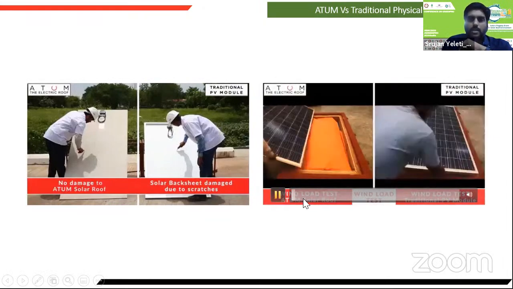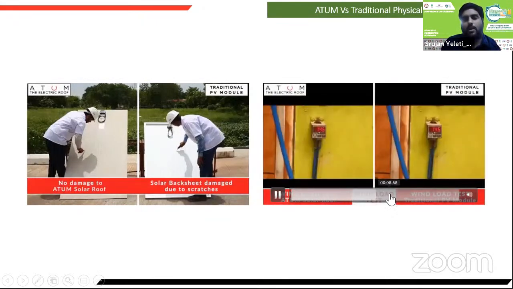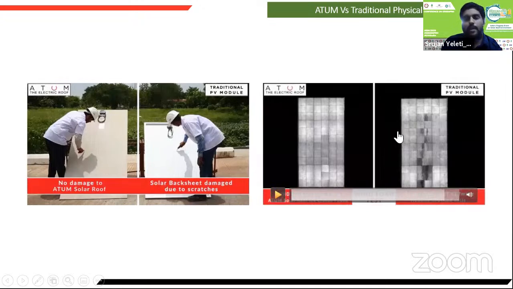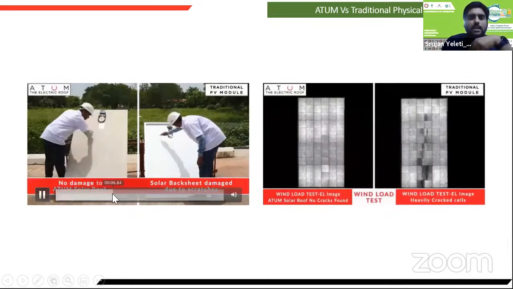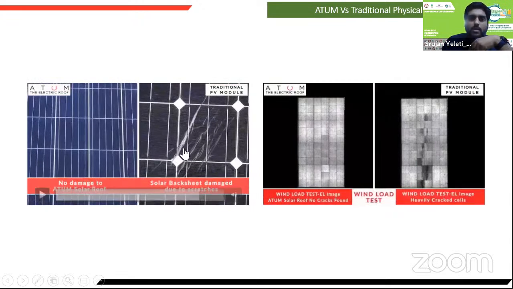Similarly, this is a wind load test as per ASTM standards. It's called an airbag test. You have Atom and normal panels compared, and the entire middle portion of the normal panels usually breaks when there are huge wind loads. And this is Atom, which is not even affected. And with any kind of physical damage, usually the cell in normal panels is broken, like you see here, whereas Atom has no effect on it.